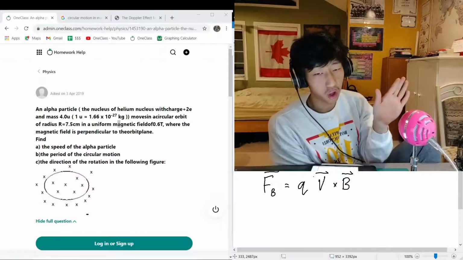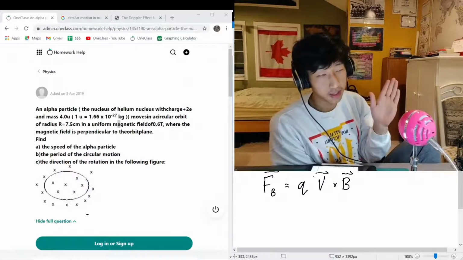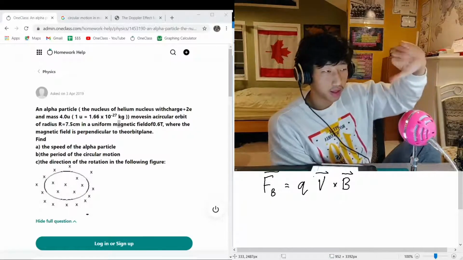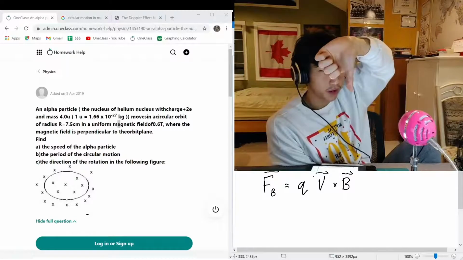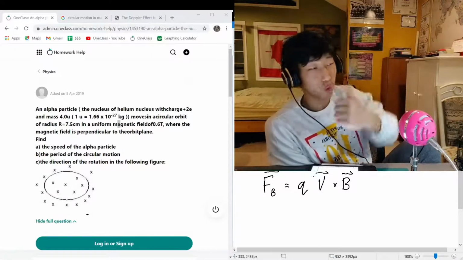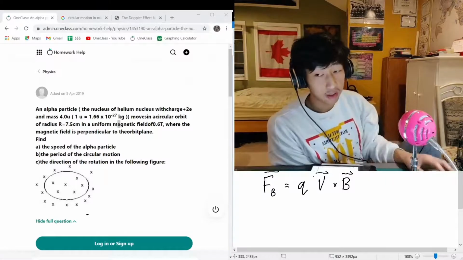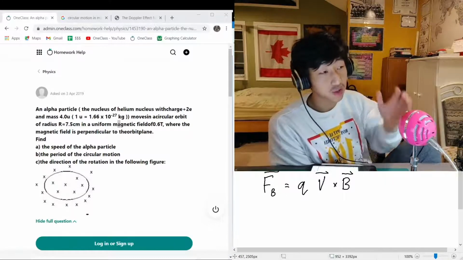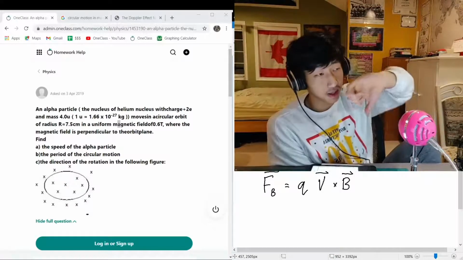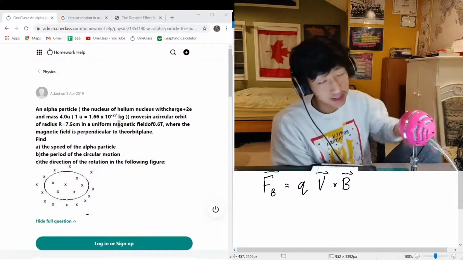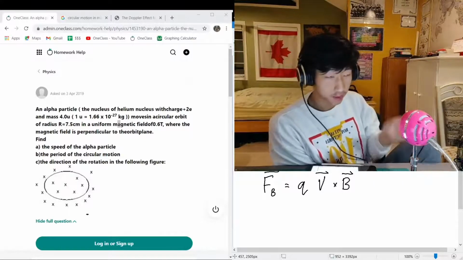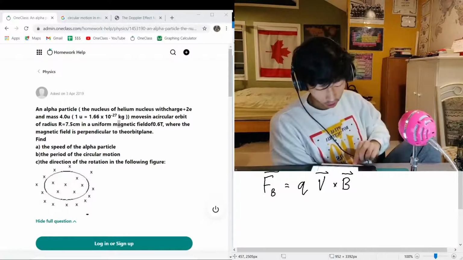So we want to curl in the direction that the B is going, so that's into the page like this. You can see that the B force, my thumb, which is supposed to be the direction of the B force, is always going to be towards the center. That would suggest that's the direction of the force that it needs to be, because it needs to accelerate you towards the center of the circle to keep you in that circular path. Okay, so it actually is going to be counterclockwise.